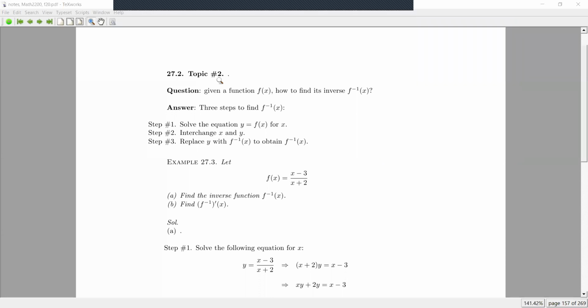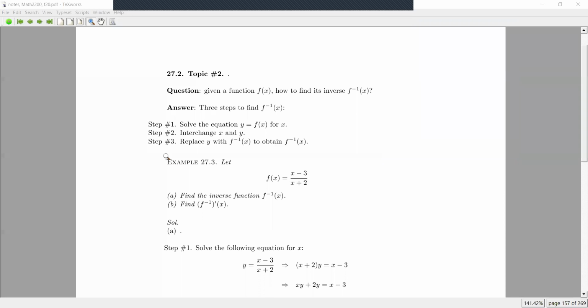In the topic, I want to answer this question. Given a function, how to find its inverse? There are 3 steps to answer the question. Step 1, solve the equation y is equal to f of x for x. Step 2, interchange x and y. Step 3, replace y by f inverse to get the inverse function.